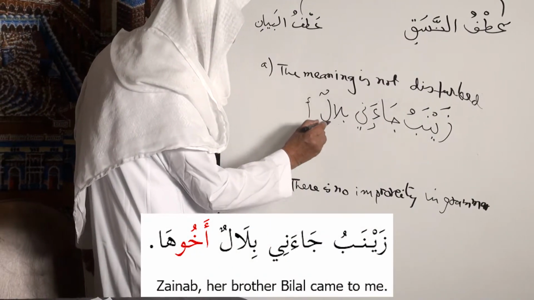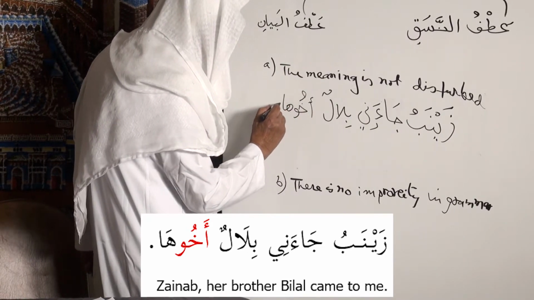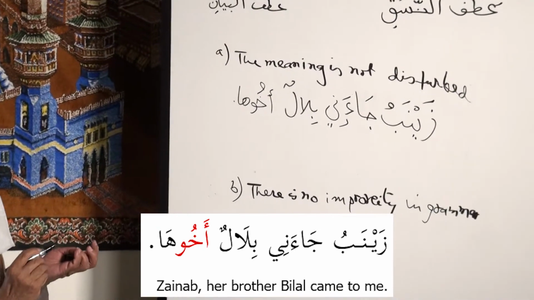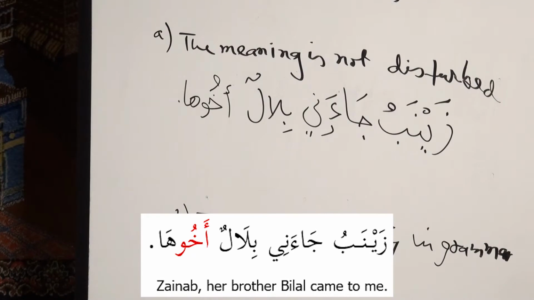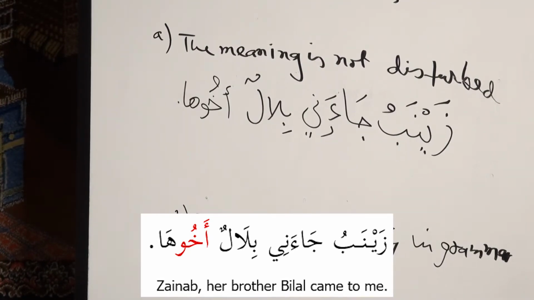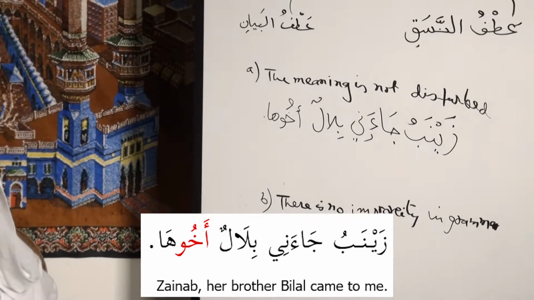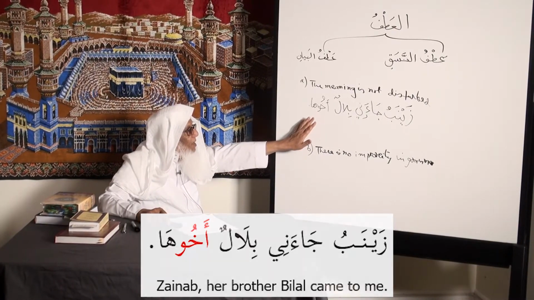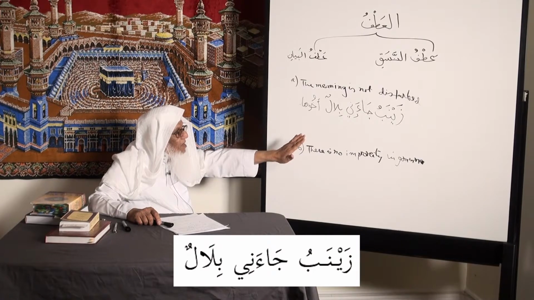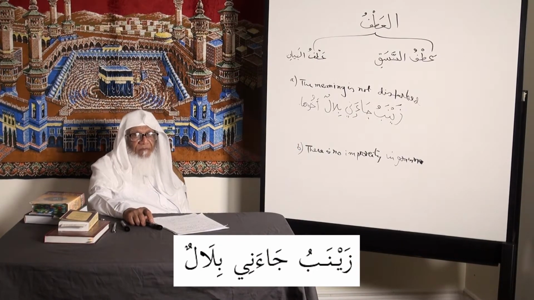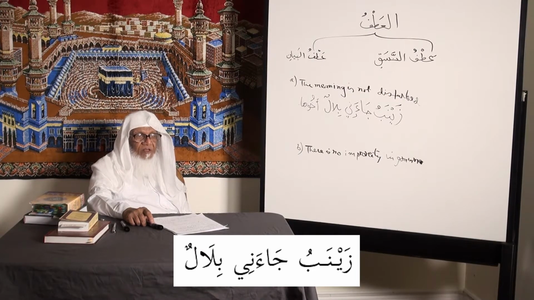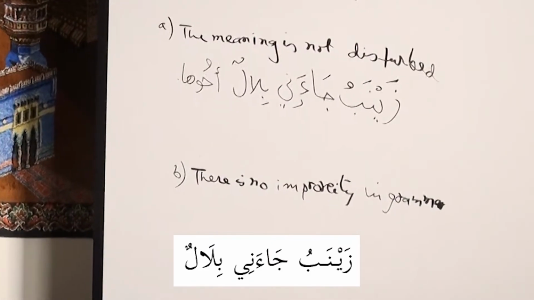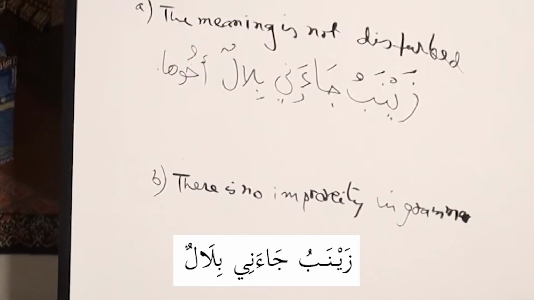For example, Zainabu ja'ani Bilalun Akhuha. Zainab, her brother Bilal came to me. Zainab is Mubtada. The khabar is a verbal sentence. Ja'ani Bilalun Akhuha. Ni is nun wiqaya, ya is maful bihi. Bilalun fa'il, Akhuha, Atf bayan. If we omit atful bayan, then what happens? Zainabu ja'ani Bilalun. There is no meaning. Who is Bilal? We don't know Bilal. Bilal has not been mentioned before in this context, and he is a stranger in the sentence. Zainabu ja'ani Bilal. Who is Bilal?